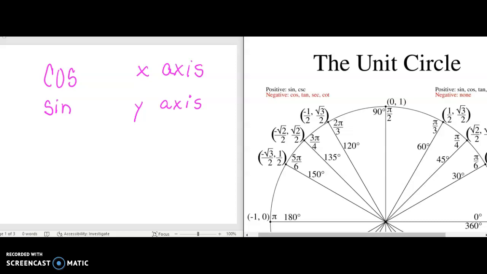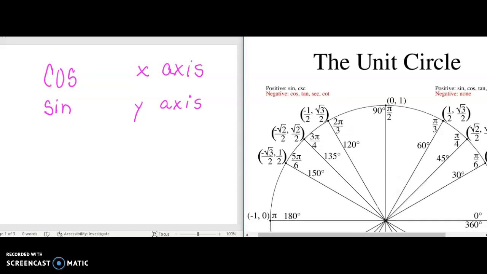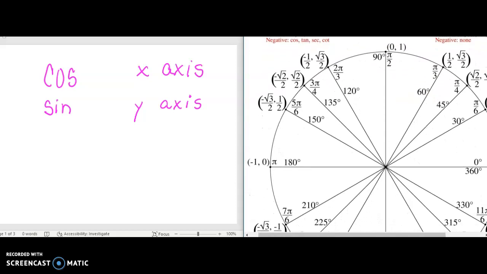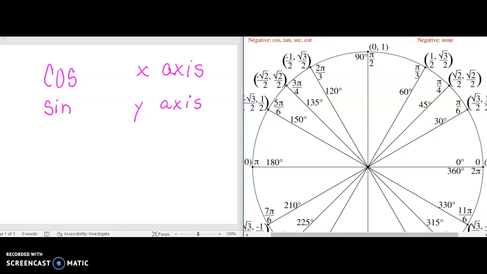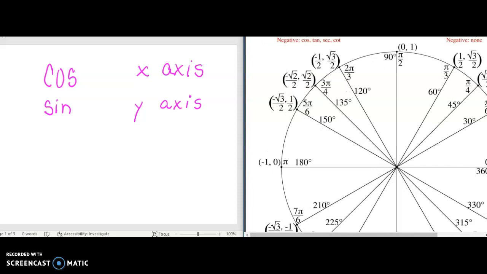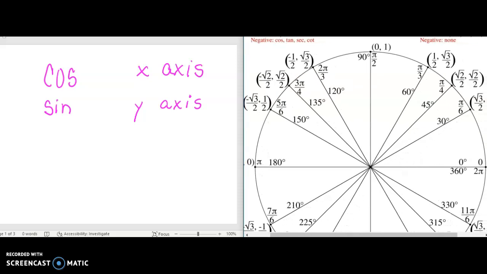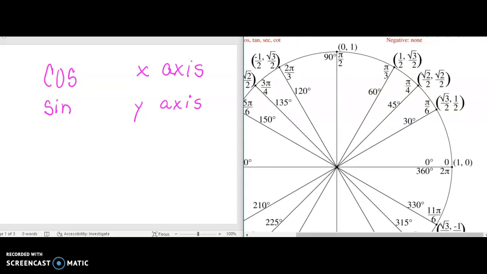Hi guys, today we're going to talk a little bit more about the unit circle. Yesterday we cut out triangles and we glued them on a circle, on 4 different circles. And today we're going to talk about having everything on one circle. So I passed this out to everybody. And now we're going to talk a little bit about the x-axis and the y-axis.